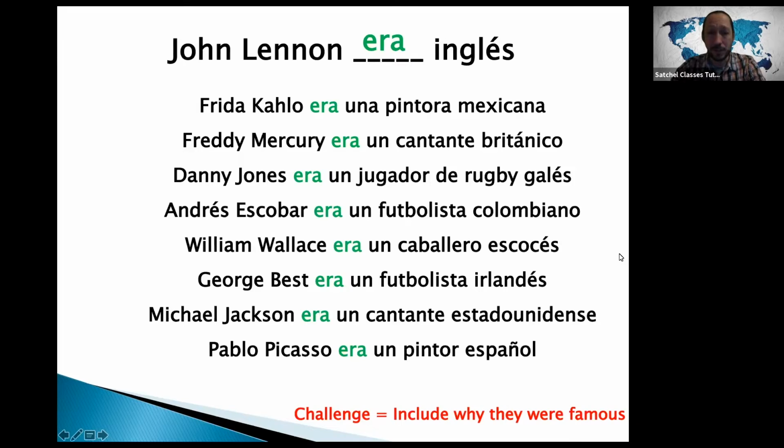So, as you can see, really easy, all of them to do, because you basically have to say era. Now, the nationality, we always need to keep an eye on whether we're talking about a woman or a man. And of course, we need to show that in our final result, which is basically, in this case, Frida Kahlo, mexicana, Danny Jones, galés, Andrés Escobar, colombiano.